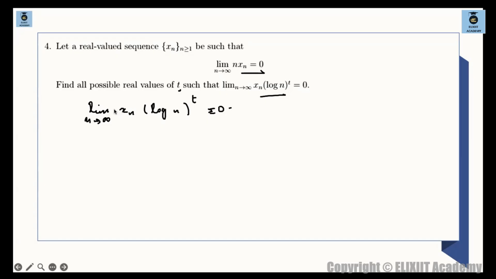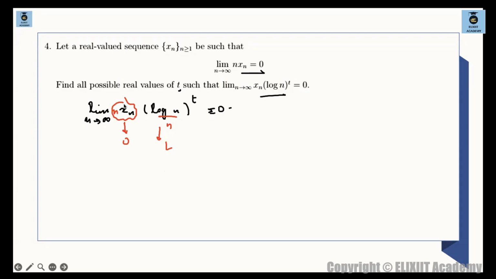So what we can do is multiply by n over here and divide by n over here. Why? Because limit is distributive. Once you distribute the limits over here, this quantity is absolutely 0, and this quantity will be a separate limit, let's say L or something. We need to find the values of t for which L will be 0. Got it?